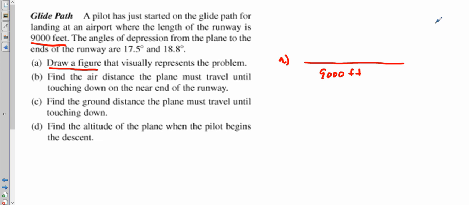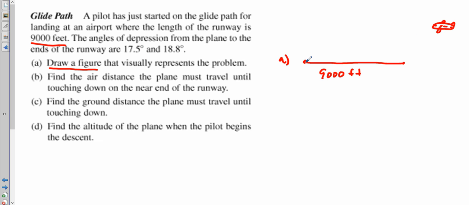And then you have this airplane. I'm going to draw a little airplane here. I'm famous for drawing great pictures. So there you have the airplane. And the angle of depression from the plane to the ends of the runway, so here's one end, and here's another end, is 17.5 degrees and 18.8 degrees respectively.